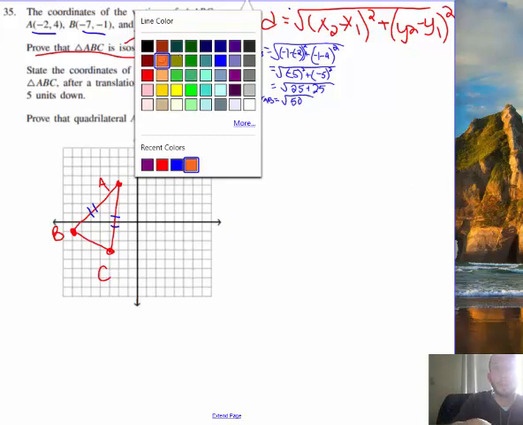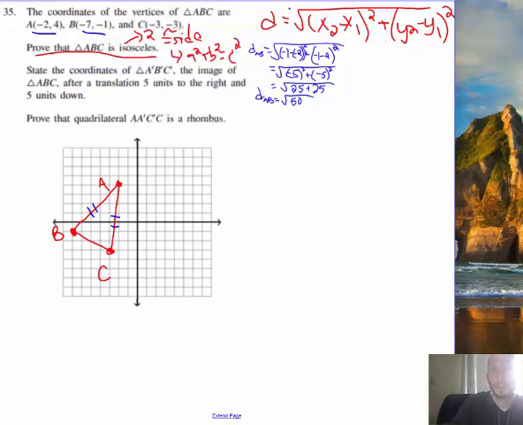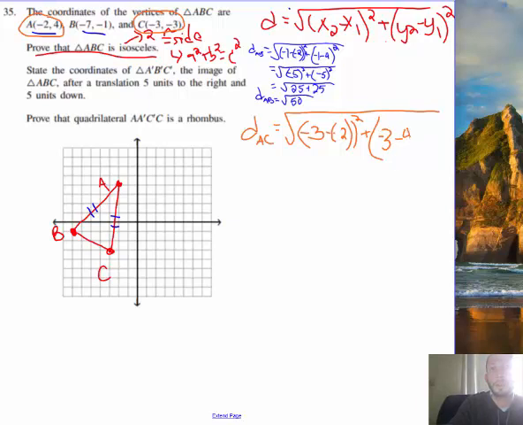So let's go back, get a new color, and now I'm going to find the distance from A to C, because that's the other one that I can tell is congruent. Distance from A to C is x2 minus x1, -3 minus -2, should have that in parentheses, squared, plus y2 minus y1, -3 minus 4 squared.